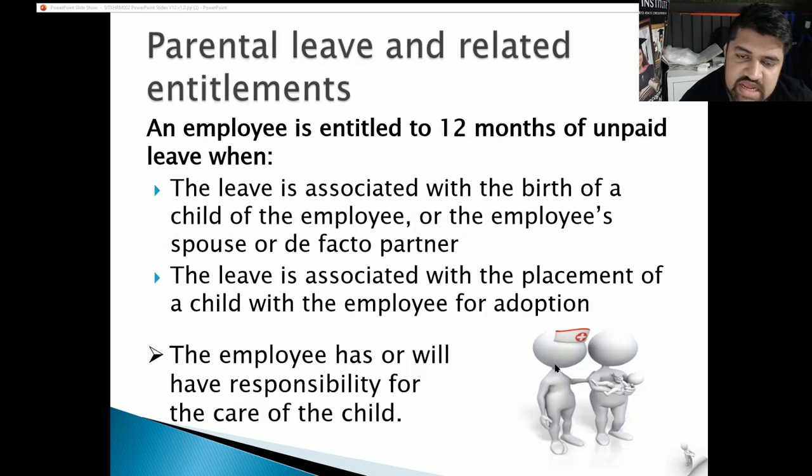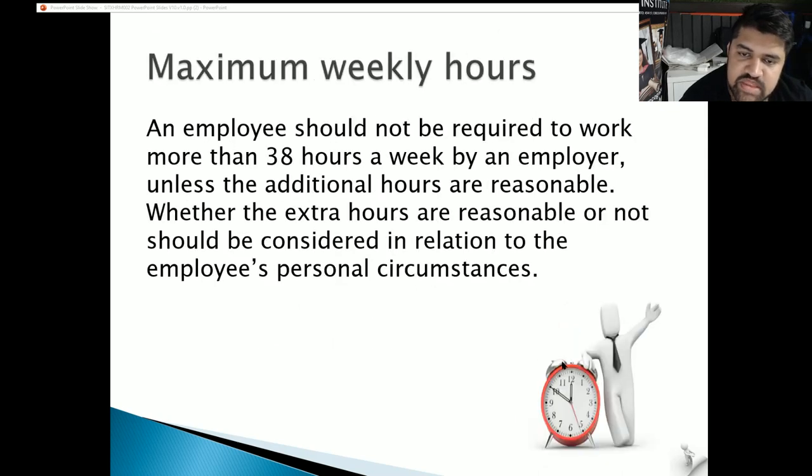Parental leave and related entitlements. An employee is entitled to 12 months of unpaid leave when the leave is associated with the birth of a child of the employee or the employee's spouse or de facto partner. The leave is associated with the placement of a child with the employee for adoption. The employee has or will have responsibility for the care of the child.